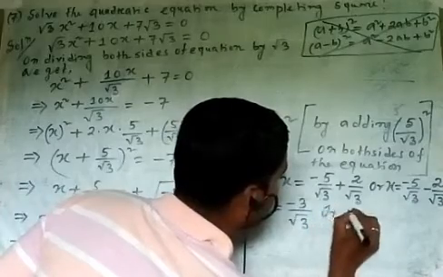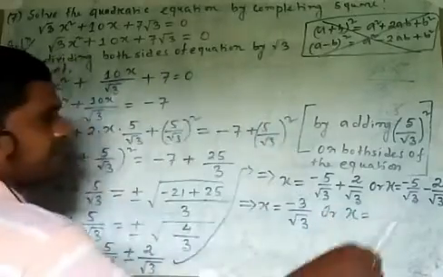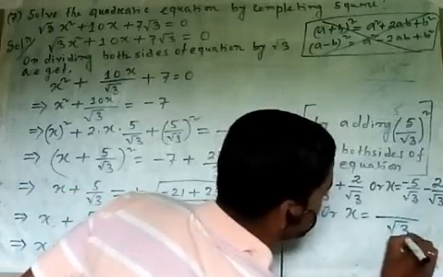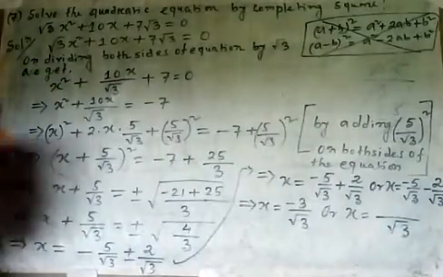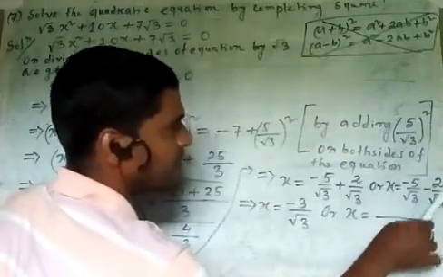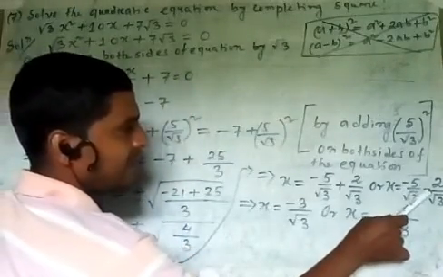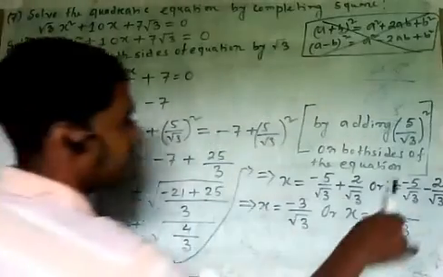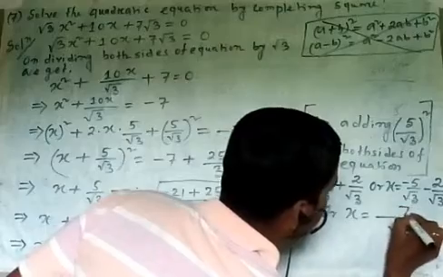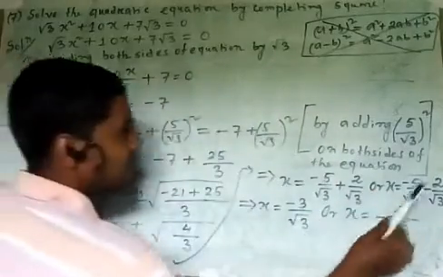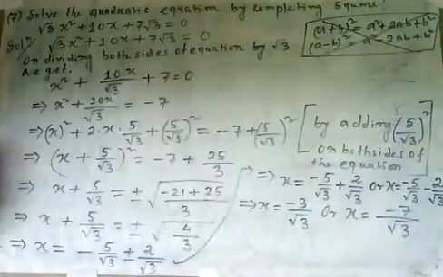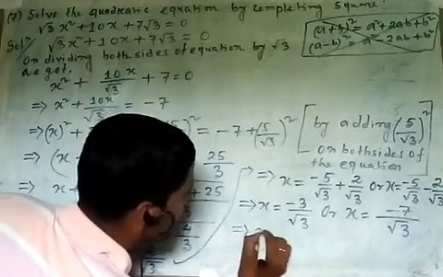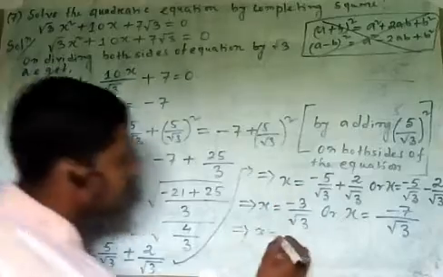Or x equals, look, the second part, root 3, same denominators, so we are writing root 3. Then minus 5 minus 2. Minus minus, what we have to do? Plus. 5 plus 2, 7, but all the symbols are minus, that's why minus 7. This implies x equals, minus is minus.